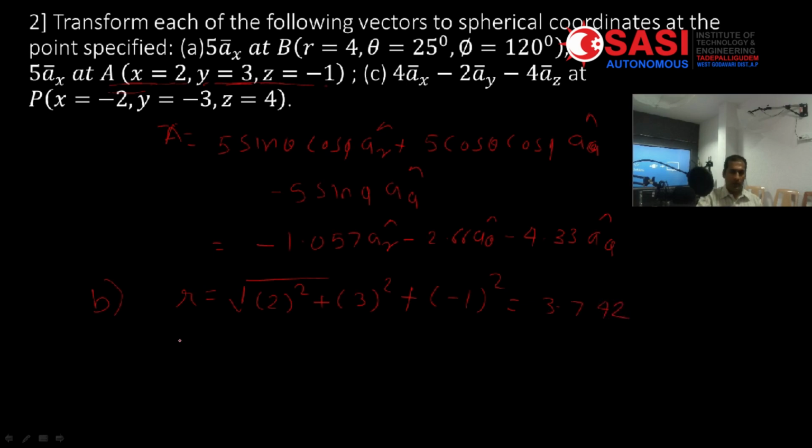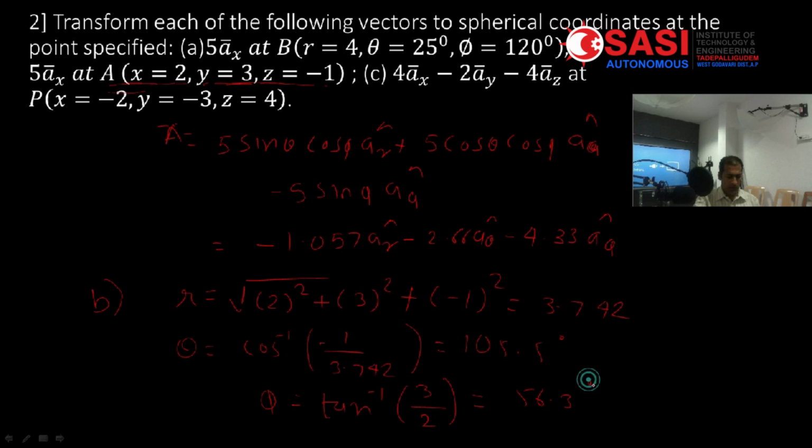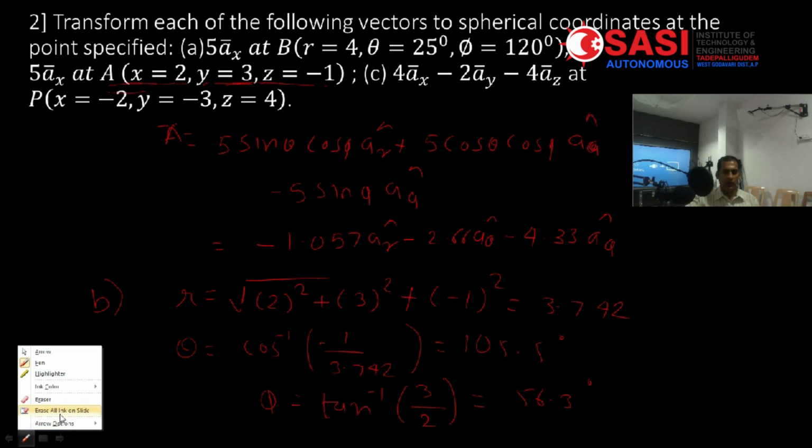3.742. The same way as we did in the last example, theta will be equal to cos inverse of minus 1 by 3.742. If we solve this, it will be 105.5 degrees. So phi we can solve by using tan inverse, where x is 3 and y is 2. So if we solve this, we will get 56.3 degrees. Now if we keep these values in the whole vector equation, what we will get?